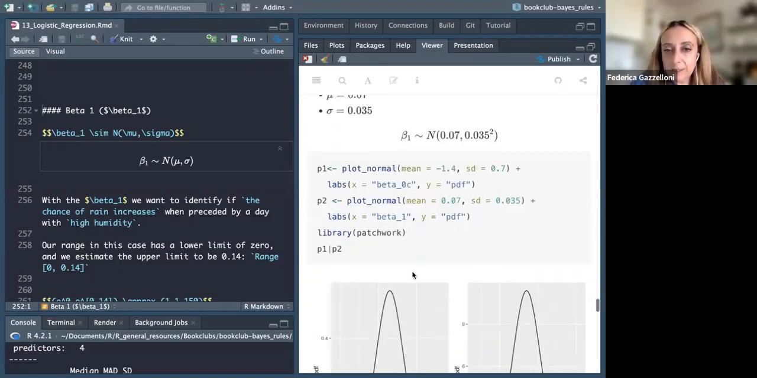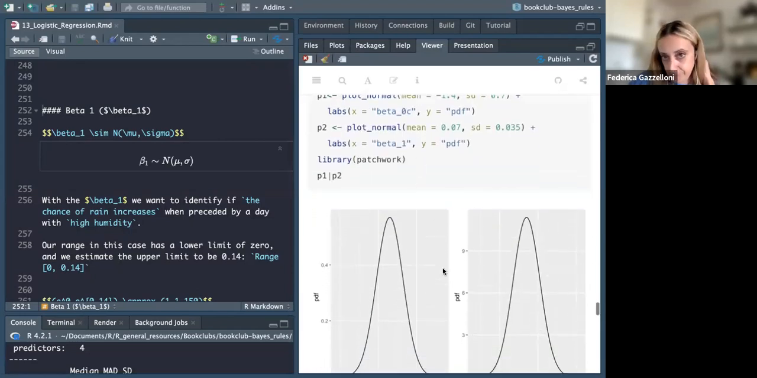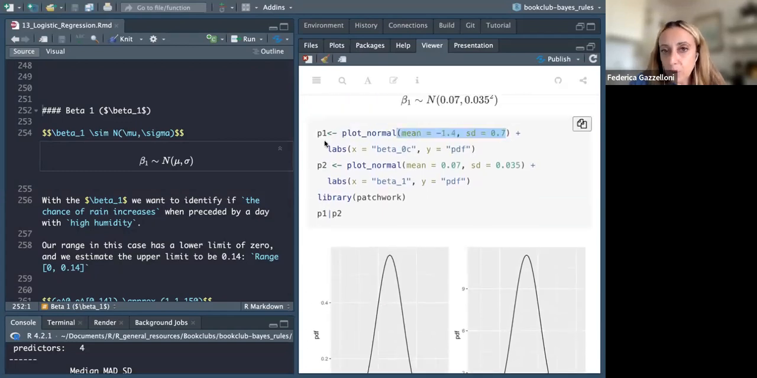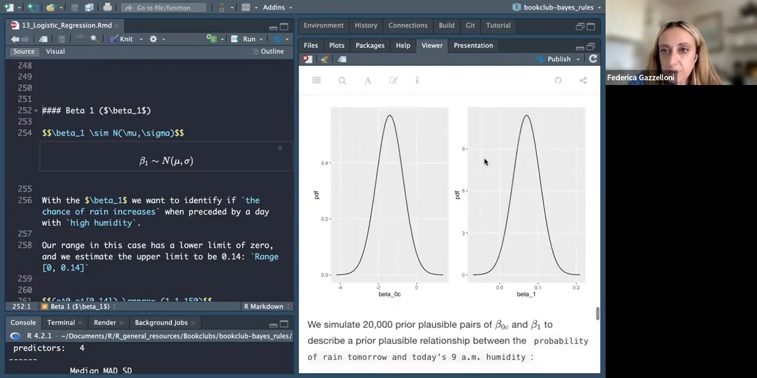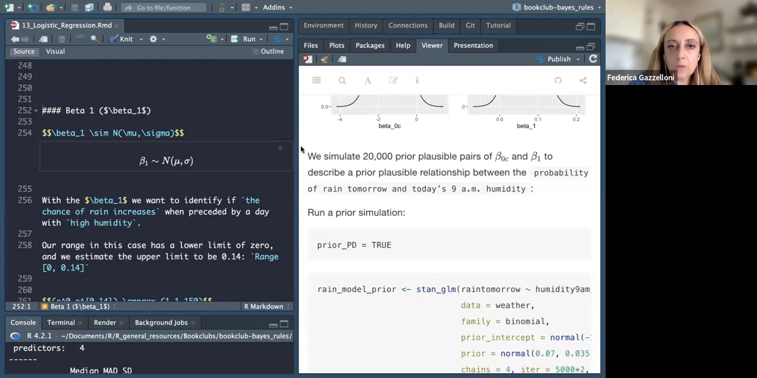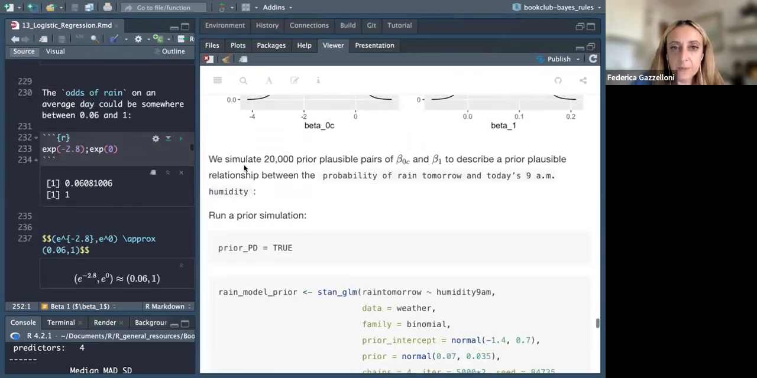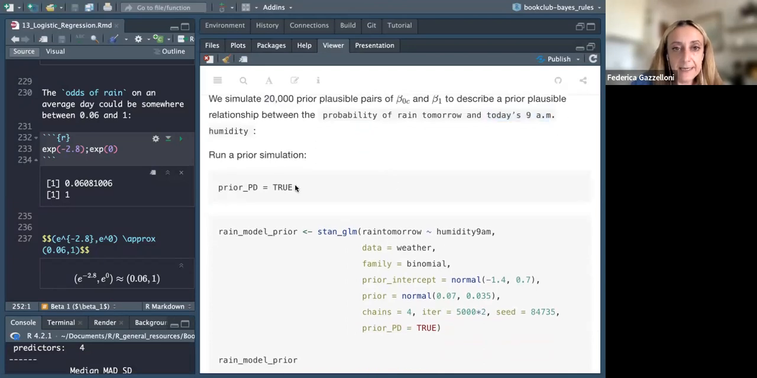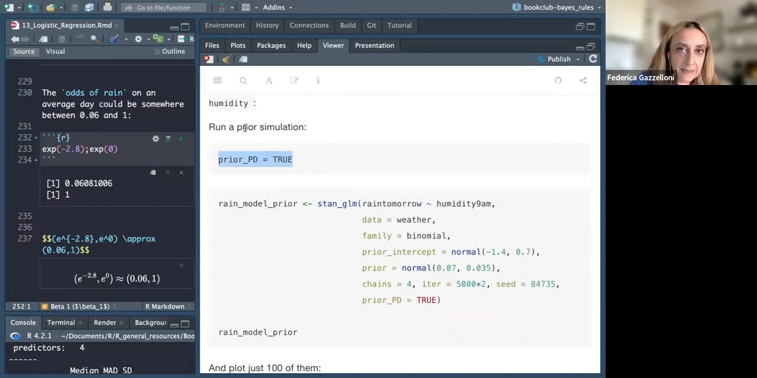Okay, so we can plot the two density functions with the values for both beta 0 centered and beta 1, the mean and standard deviation that we just found, and we see that they are normal. The ranges of the probability density function change. So we set the prior. Finally, we simulate 20,000 prior plausible pairs of beta 0 centered and beta 1 to describe a prior plausible relationship between probability of rain tomorrow and today's humidity at 9 a.m.